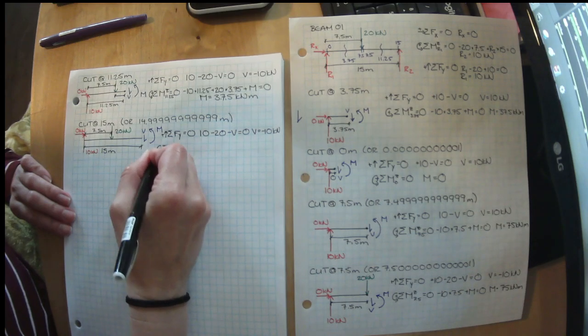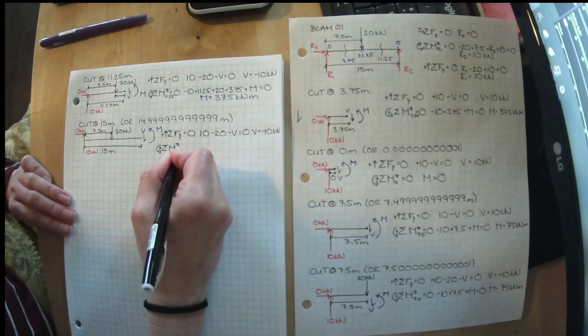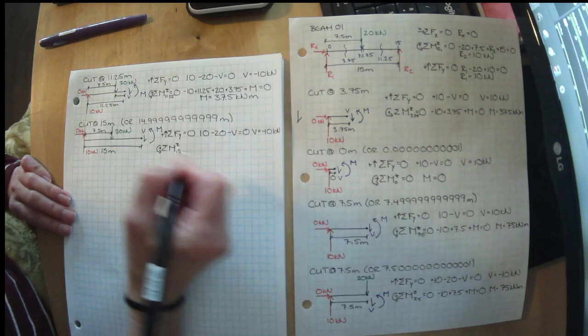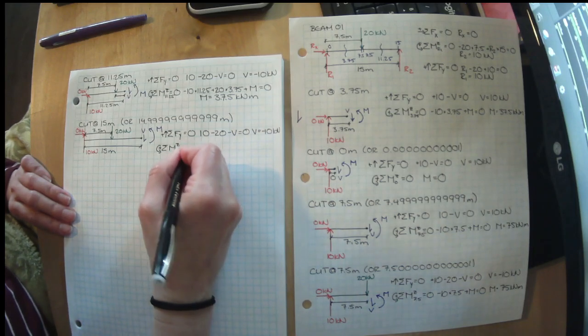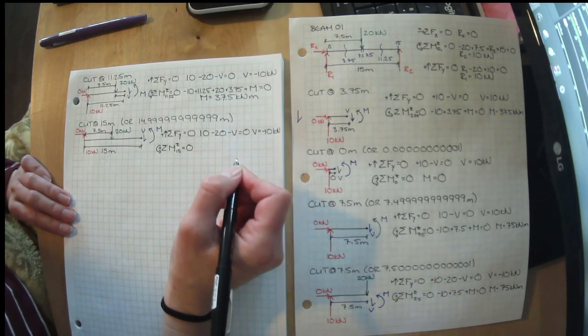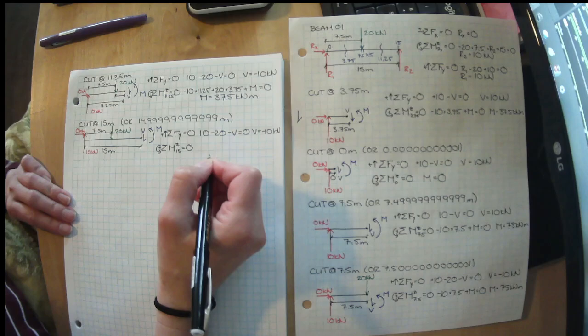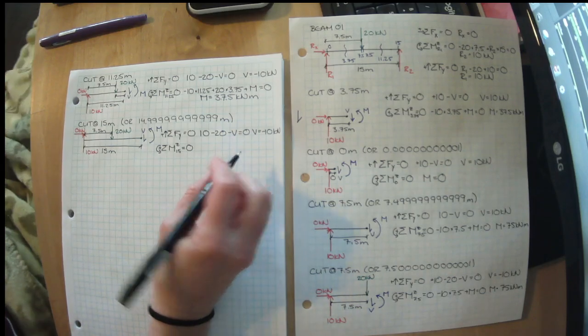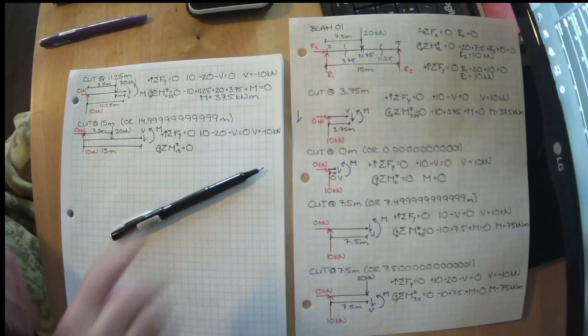Let's sum our moments with everything in that direction being positive about the z-axis, and we'll do it at the 15 meter mark, or where we've made our cut, and we want to know what it takes for it not to spin, or what the sum of those moments to be zero.